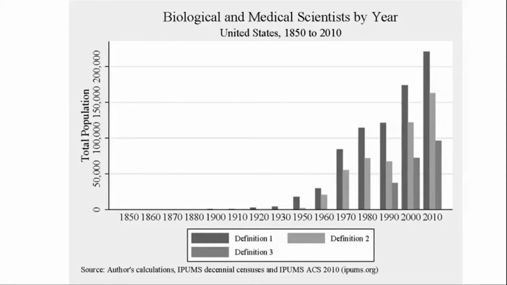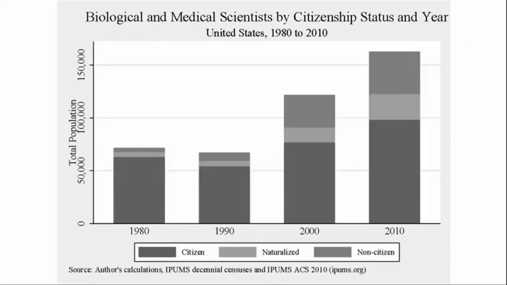We think this study gives a nice illustration of the types of questions that could be answered about the health workforce. In this graph, Hegenes and colleagues compared the size of the population of biomedical scientists they obtained using 3 different definitions of the biomedical science workforce in each decennial census from 1850 through 2010, except for 1890, of course, which was destroyed in a fire. And in this figure, they described the distribution of citizenship and naturalization status among biomedical scientists in each decennial census from 1980 through 2010.